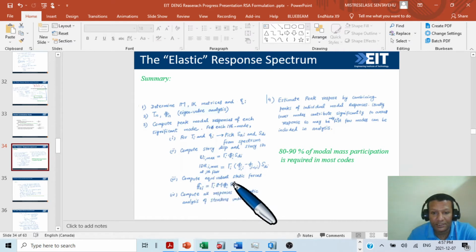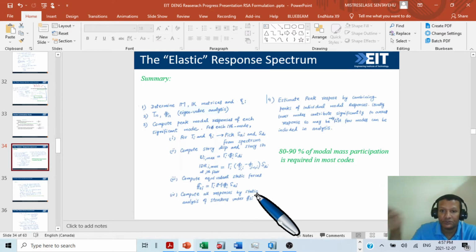Compute the equivalent static force. This is the force as we discussed: mass participation factor, mass matrix, phi, SAI in that floor, all in that mode and in that floor. Compute all responses by static analysis of the structure using FSI. Then we find all the forces in each floor.